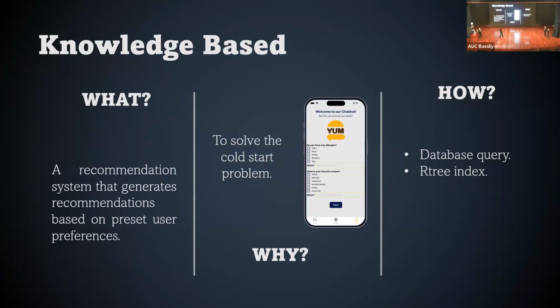So we ask him to enter his preferences through this interface, and then we use his input to generate recommendations for him. We implement this model using two methods: database query for any ordinary data, and then we use R-tree index for spatial data specifically.